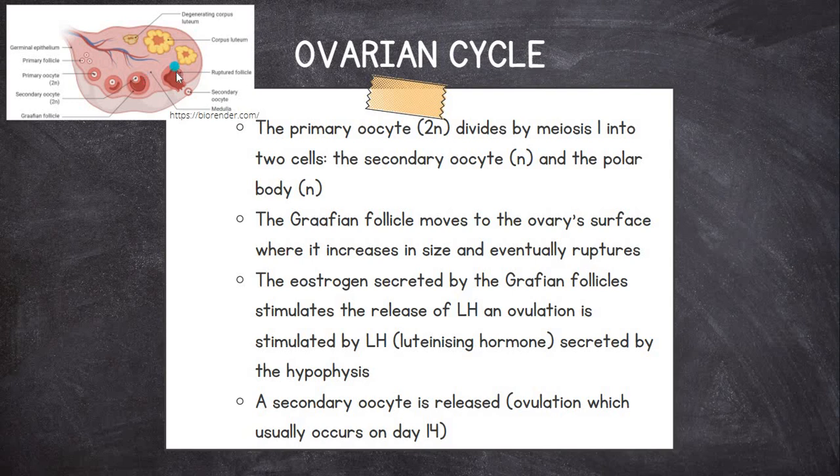Secondary oocyte, remember ovulation is this rupture. So when this is forming, LH will stimulate this rupturing to take place. A secondary oocyte is released, and ovulation, which usually occurs on day 14, will then happen. So that secondary oocyte is then released, as you can see there.